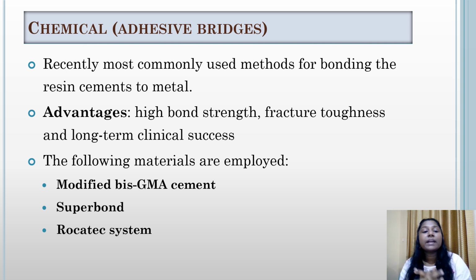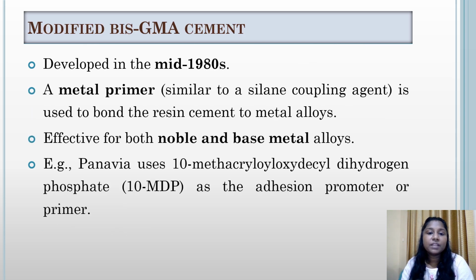And the fourth and final type is your chemical or adhesive bridges. Now, these are the most common type that are available. The advantage is that it has high bond strength, good fracture toughness, and long-term clinical success. We can see some studies which have actually proven it. And I'll show you three examples of these adhesive bridges.